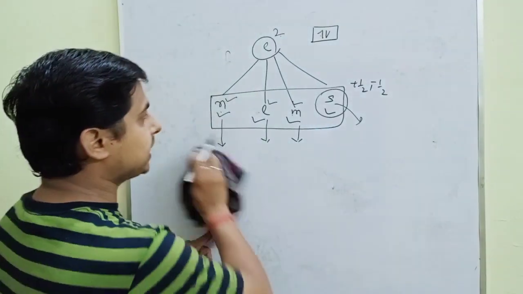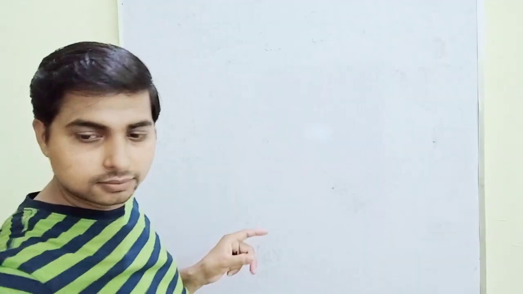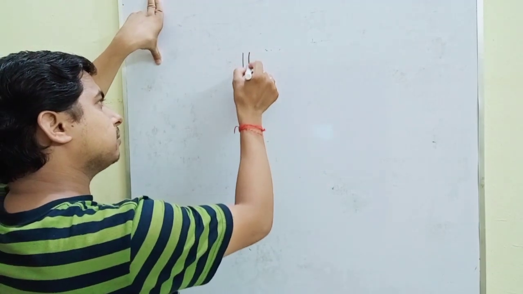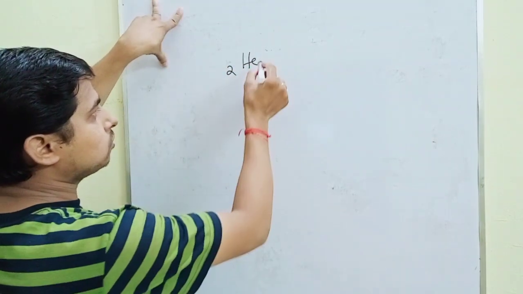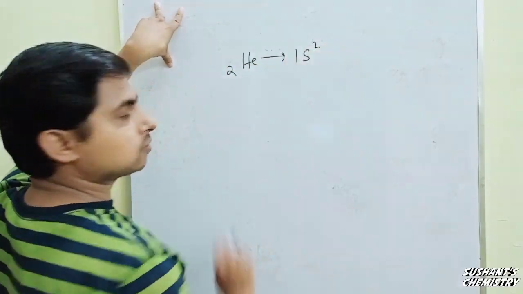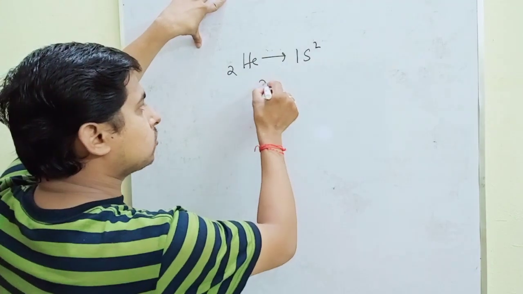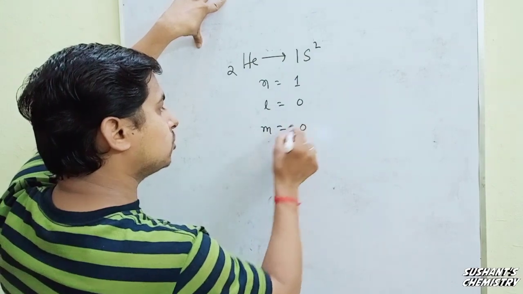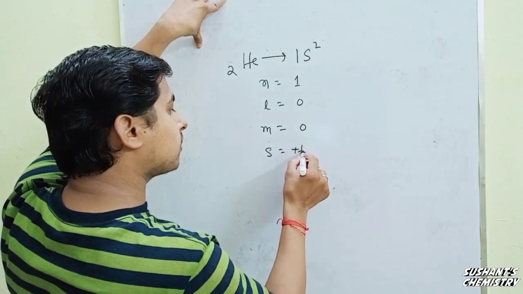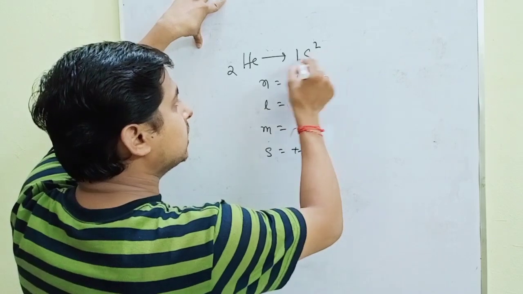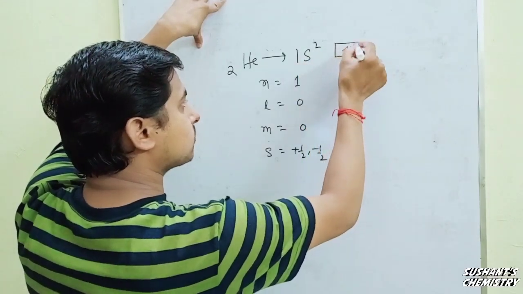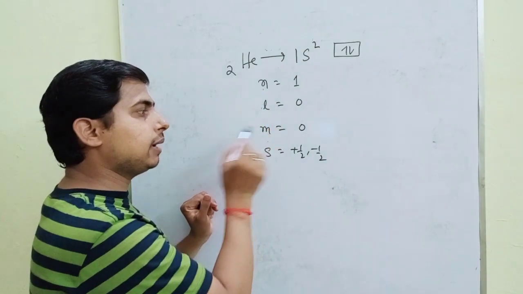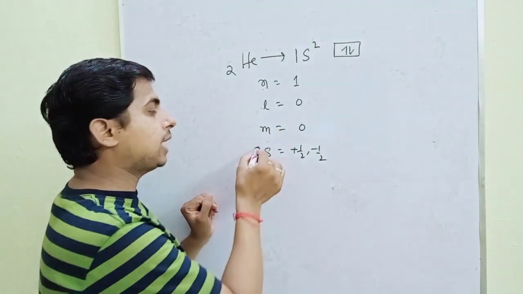Now, explaining by taking some examples. I take helium, atomic number 2, 1s2. Here n equals 1, l equals 0, m equals 0 and s equals plus half or minus half. That means this 1s orbital contains two electrons. For these two electrons, the values of n, l, m are the same, but the value of s is different.